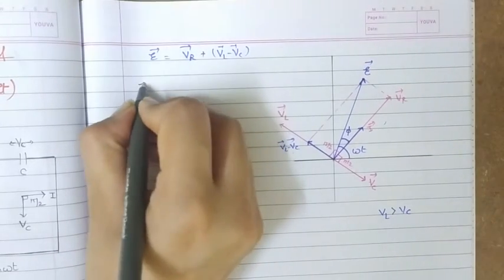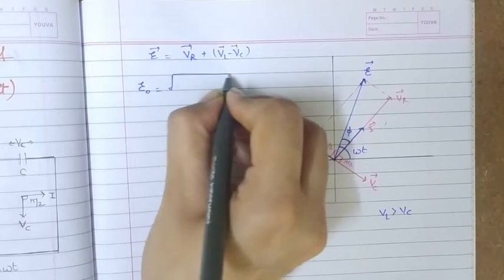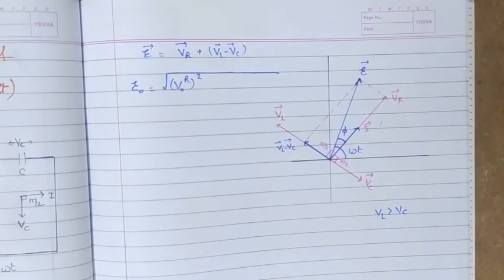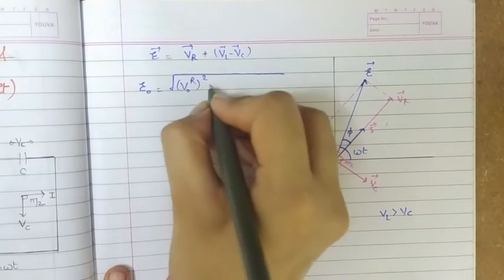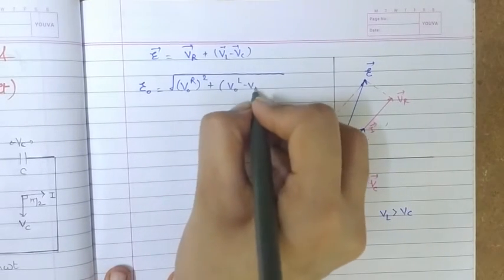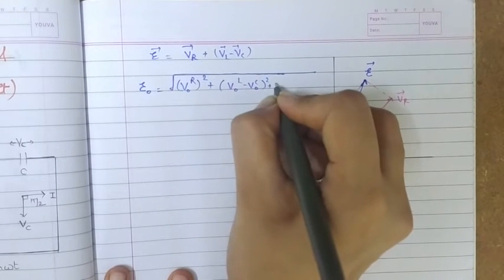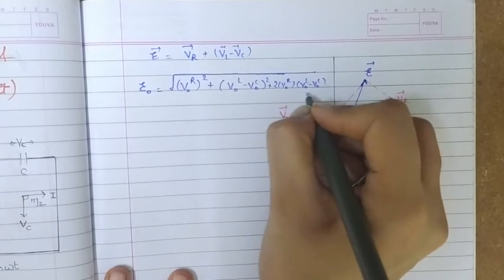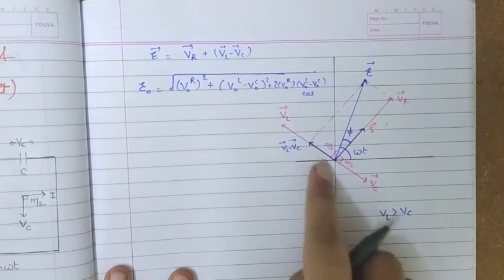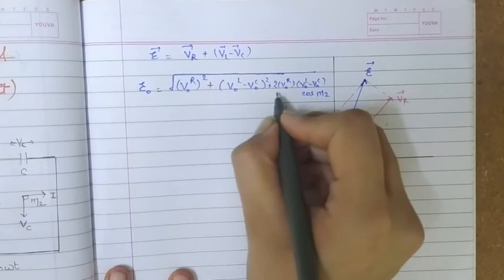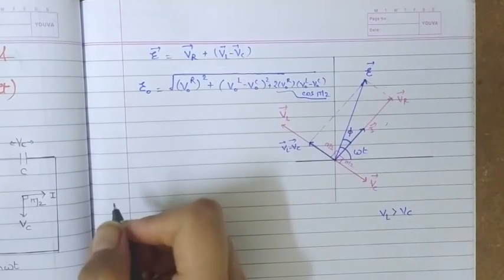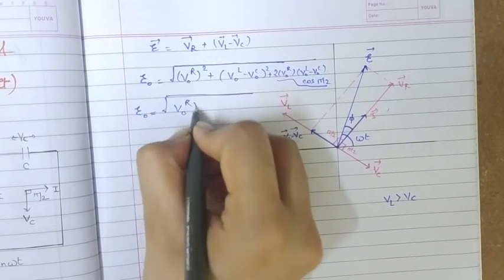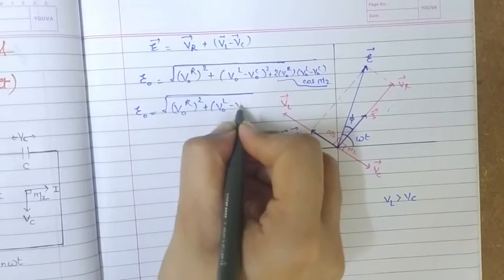Now for magnitude, epsilon naught is equal to under root V naught R square, that is the magnitude of VR, plus V naught L minus V naught C whole square, plus 2 V naught R times V naught L minus V naught C times cos of the angle between the two, which is pi by 2. So this term will be 0 because cos 90 is 0, and we get epsilon naught equal to under root V naught R square plus V naught L minus V naught C whole square.